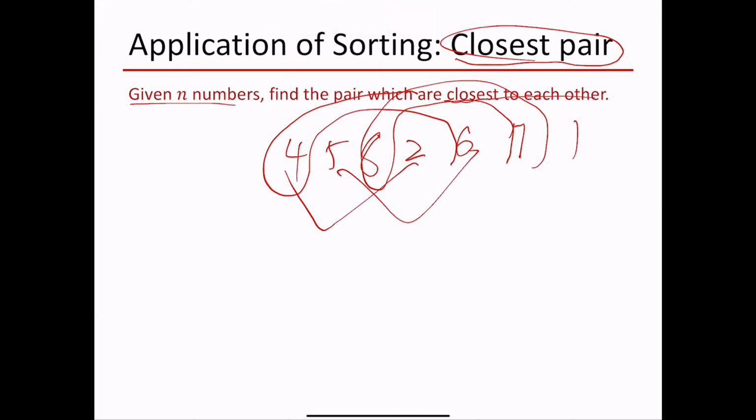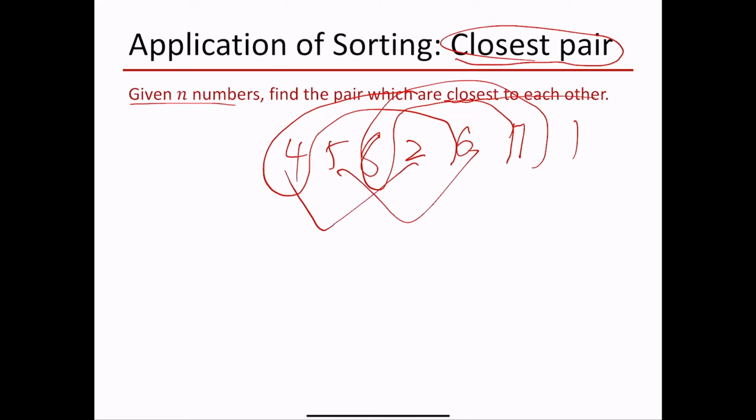Okay, so how can you find this quickly? You can just sort and just take the first two and the second two and so on, no? Okay, great. Thank you, Roshan. So that's O(n), because that's the linear scan.